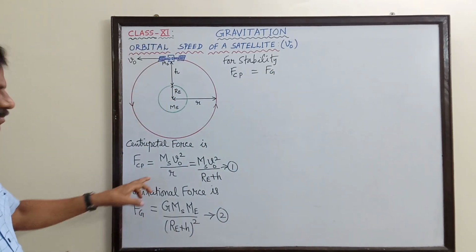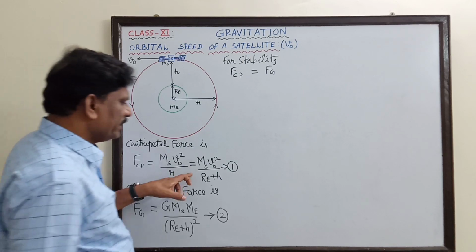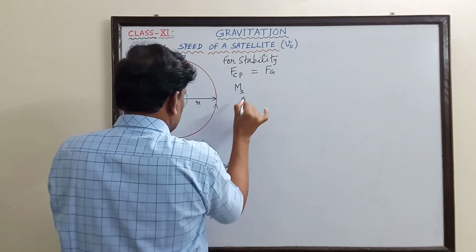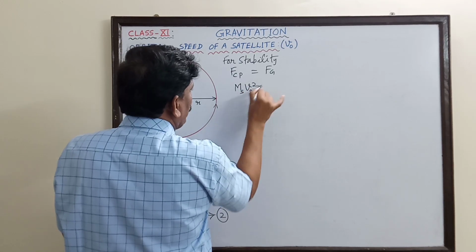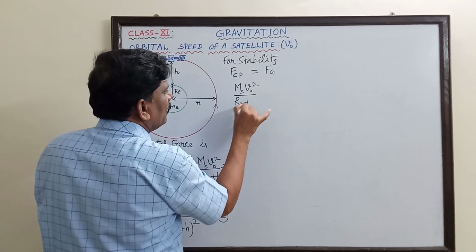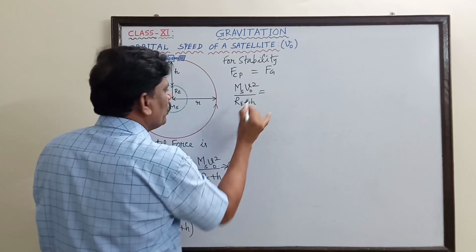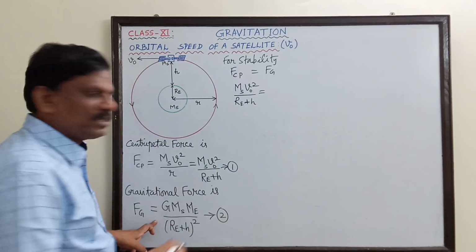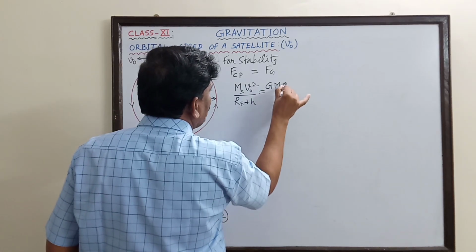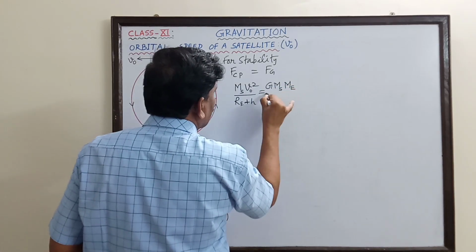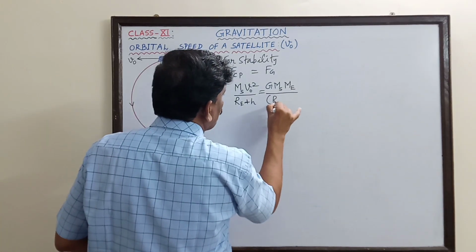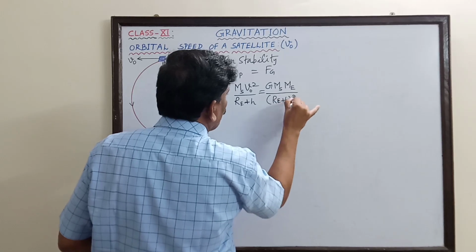Now I am going to substitute for centripetal force the equation 1. So this is MS VO square divided by RE plus h. On the right side I am going to substitute the gravitational force. So this is capital G into mass of satellite MS into mass of earth ME divided by RE plus h the whole square.